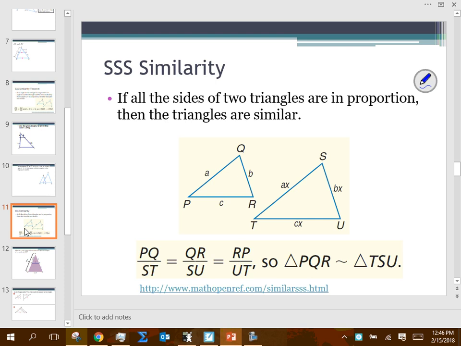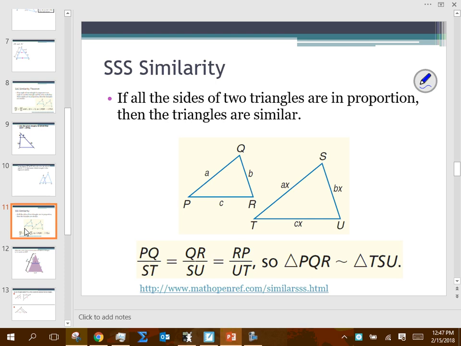If all three sides are in proportion and the shapes are similar, what is the conclusion that you can draw about the angles then? If I have two similar triangles, what do you know about their corresponding angles? They have to be congruent. Okay? So that's kind of the direct link. That's the result, I guess, of side, side, side similarity.